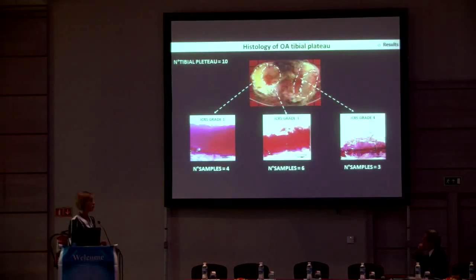Now I'm going to present you our preliminary results. This was made on 10 samples, on 10 tibial plateaus, and the results of histology showed that 4 of the samples correspond to grade 0 and 1, 6 of the samples correspond to grade 2 and 3, and 3 of the samples correspond to grade 4.